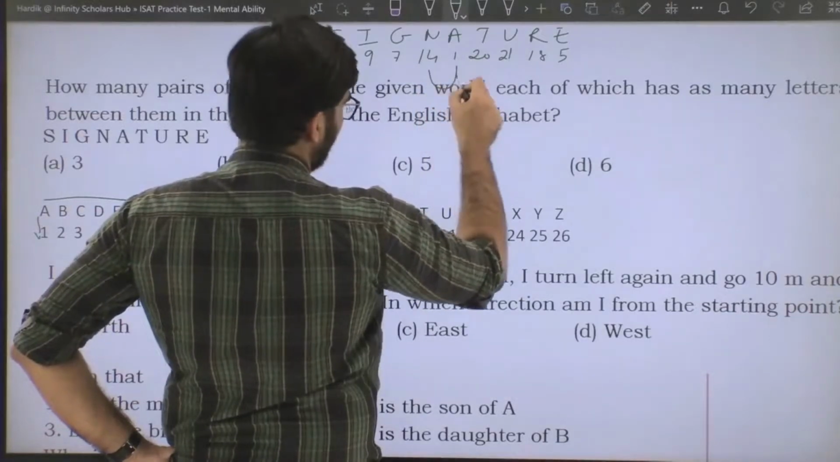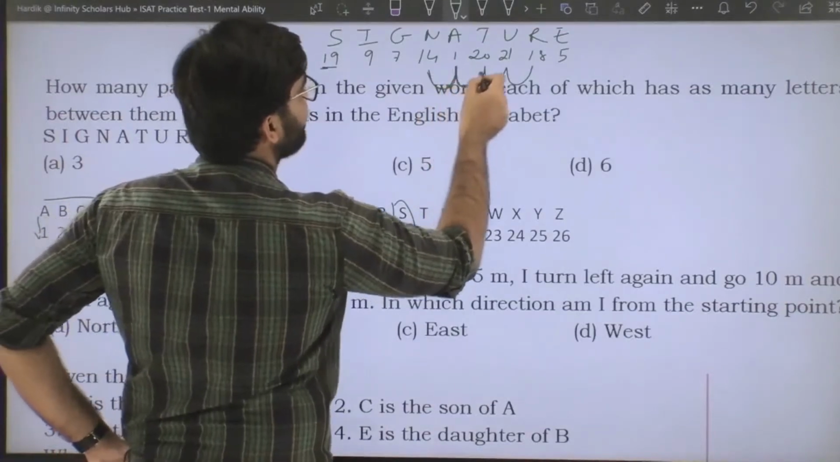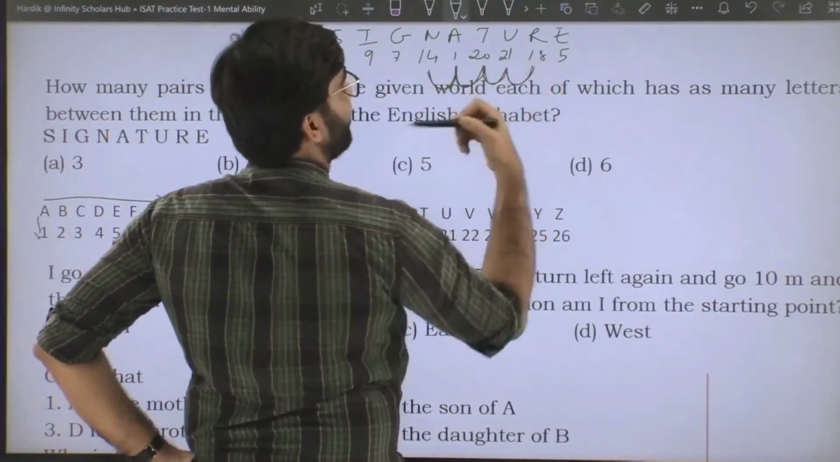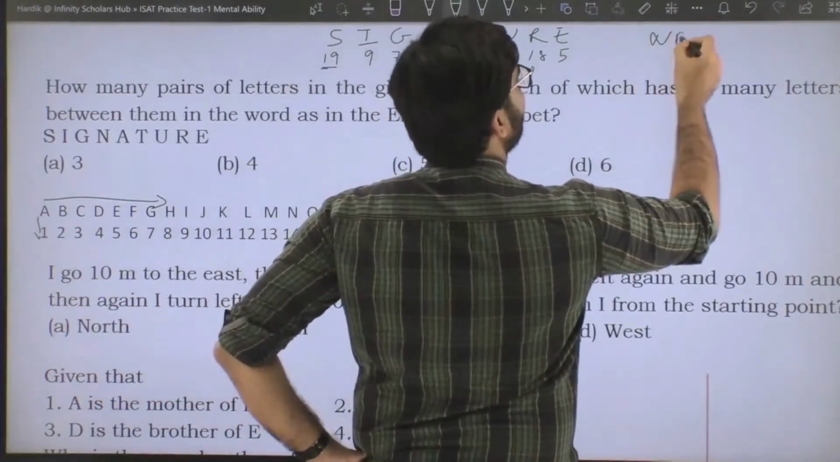After 14 you have 15, 16, 17, 18. Yes, see, after 14 you have 15, 16, 17 and 18. So I just said 18 and over here it's 18. So N and R is going to be one pair.